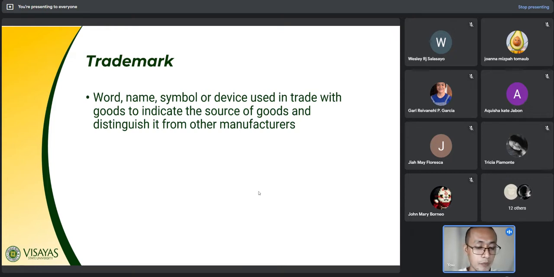Once someone tastes that beverage, the user or the one drinking will say this is a Pepsi-Cola product. So, that is how important a trademark is, class. It gives you the identity of the company as an organization.